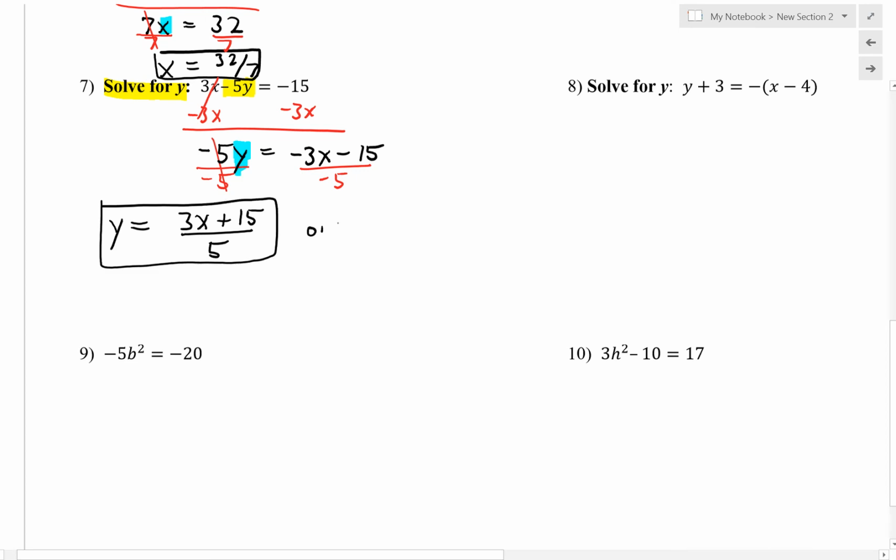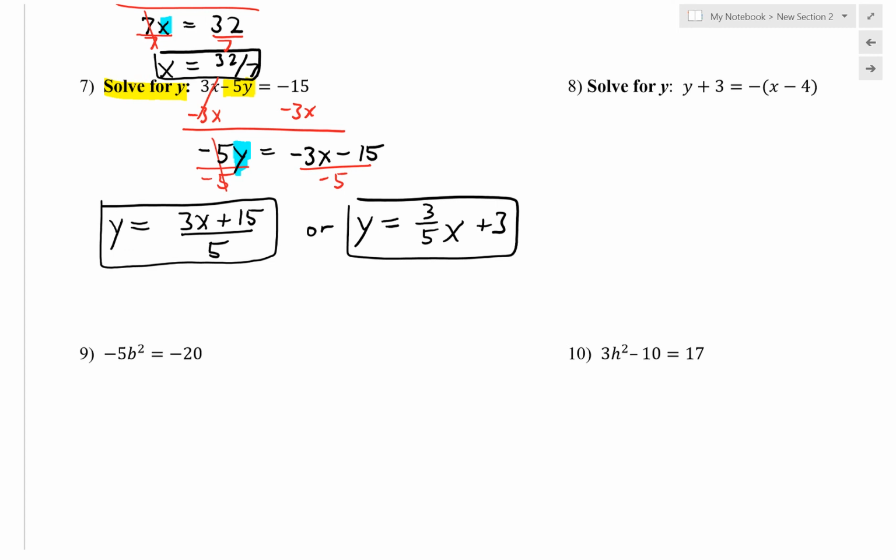An alternative answer would be putting it into slope-intercept form, where the 3x is being divided by 5, leaving you 3/5 x, and the 15 is being divided by 5, which simplifies to 3. So that would be an alternative way to write the answer to that question.